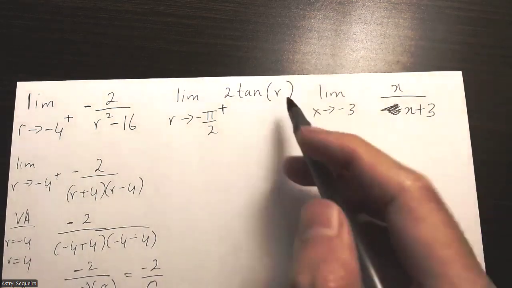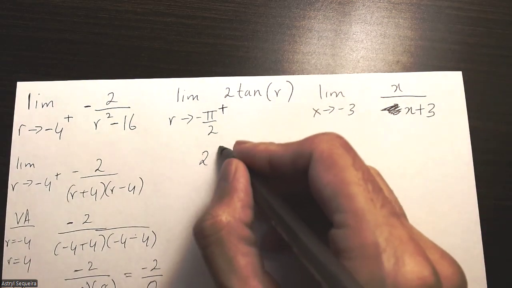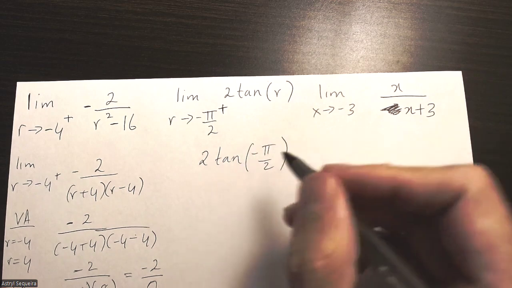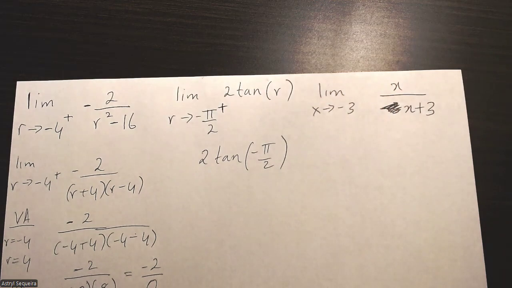So first things first, let me sub in the limit into this. There's no simplification that I can do here. So if I sub in negative pi over 2, I know this is not going to work because this is my vertical asymptote. And if you put this in a calculator, you'll just get math error.